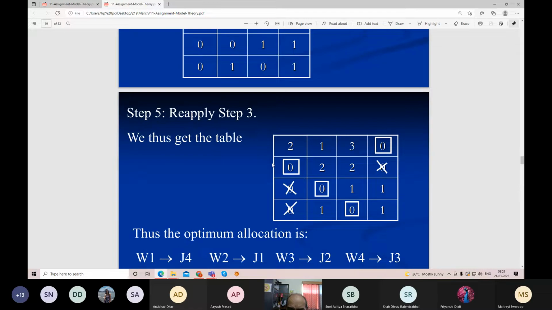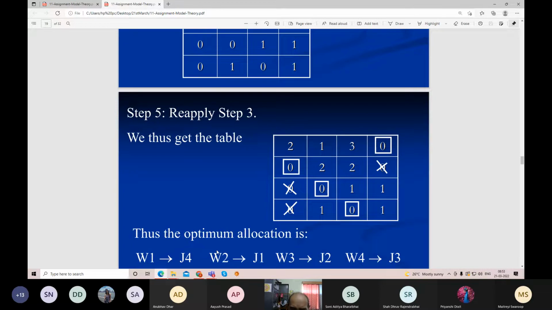So we have, say, in the first row there is a 0. In second row there is an assignment. In third row there is an assignment. In fourth row there is an assignment. In the first column there is an assignment. In the second column there is also an assignment. And the third column there is an assignment. And the fourth column there is an assignment. This is an optimal allocation.